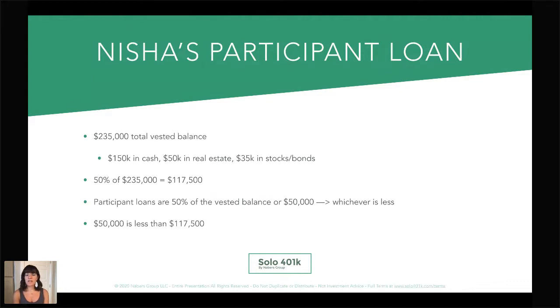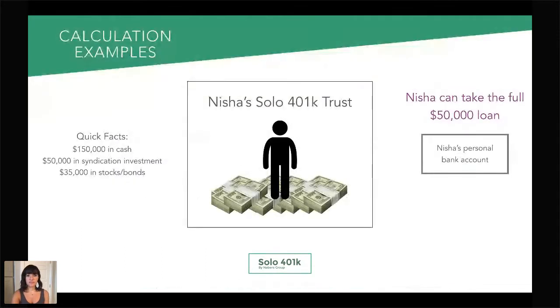So you add up all of that, and that comes out to $235,000. What's 50% of that? $117,500. That means Nisha can take the full $50,000. So as you can see, Nisha is taking the funds from the trust checking account or brokerage account, and it's going into the personal bank account.